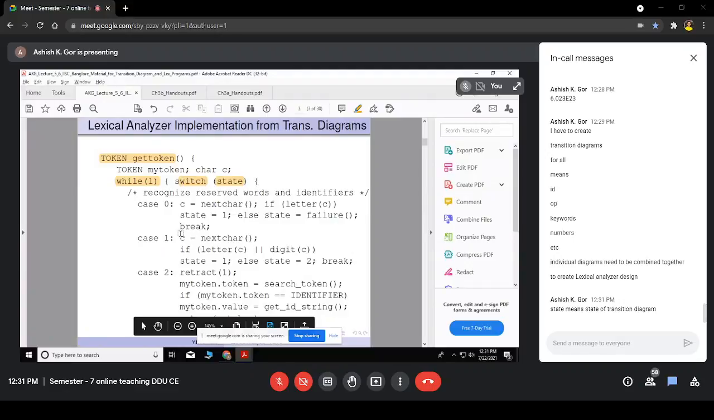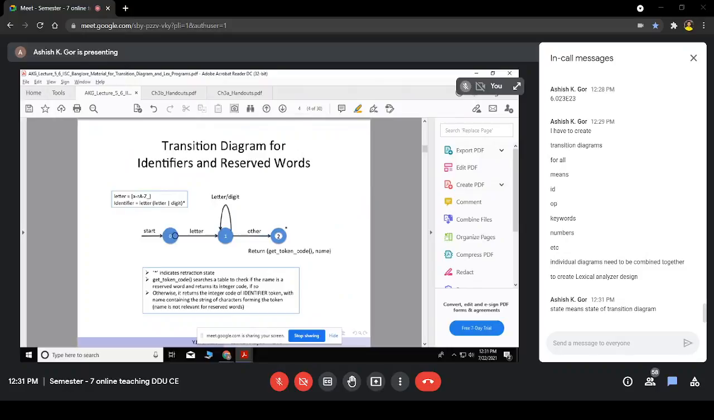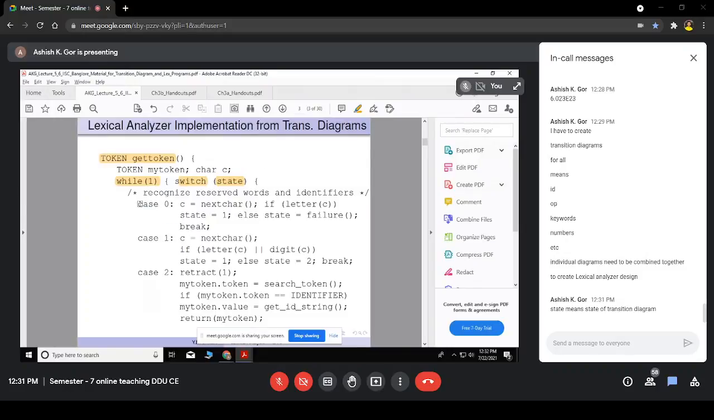Okay, so if you are in the state number 0, then the case number 0 will be followed. What it will do: take a next character. Next character is some function which retrieves the next character from the program, from the buffer. And now you see, is it a letter? If it is a letter, then you move to state number 1. If it is not a letter, then state is failure. Then there is a break.